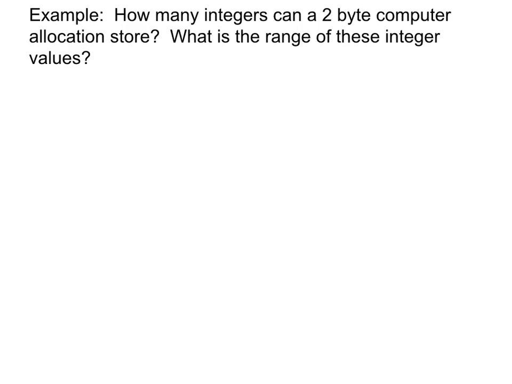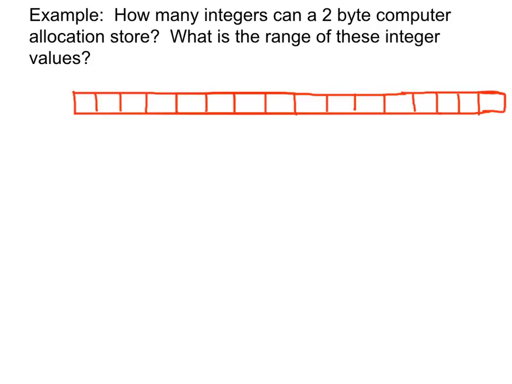So let's try this example. How many integers can a 2-byte computer allocation store? And what is the range of these integer values? So 2 bytes is equal to 16 bits.